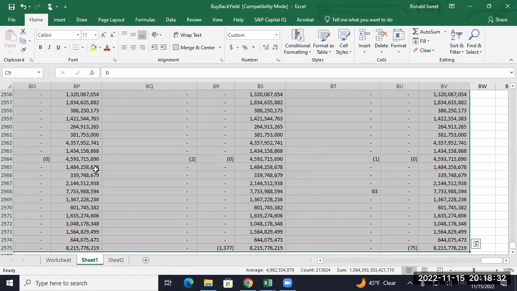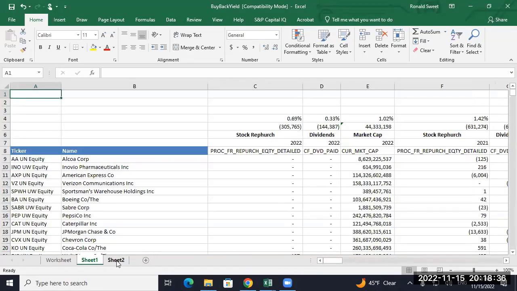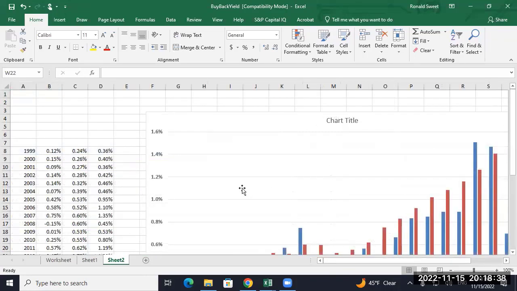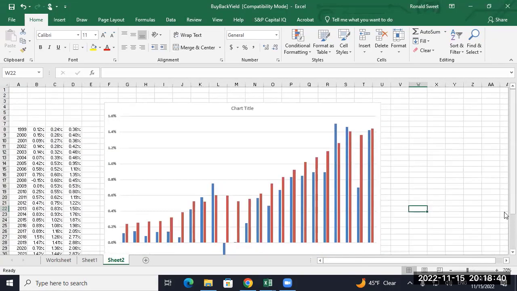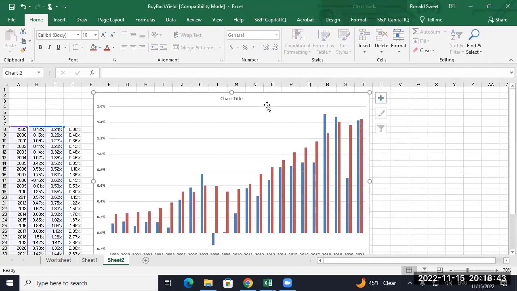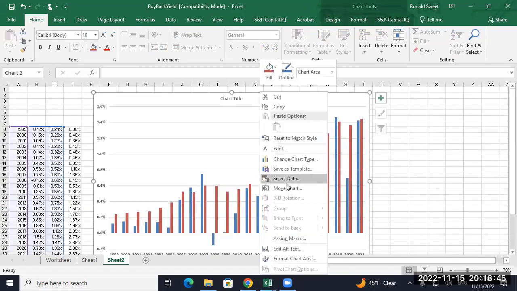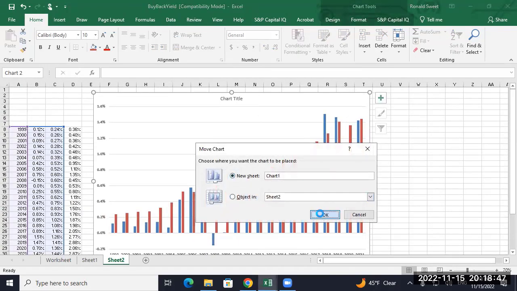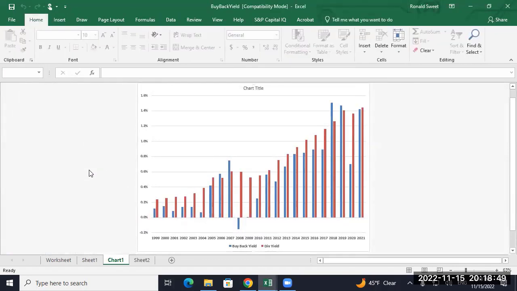214,000 pieces of data, but it came in fast. So this is what I found. This is the question I wanted to ask: the buyback yield. So I went in, I got stock repurchases, I got dividends, and then I divided it by their market cap.